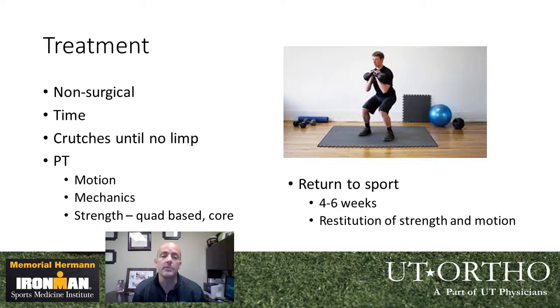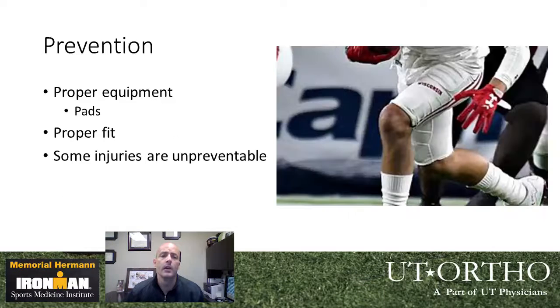It's mostly time dependent. He was using crutches until he could walk without a limp. Physical therapy focused on motion, his mechanics, and strength, which was quad and core based. Return to sport is typically between 4 and 6 weeks. Some return sooner than that, some a little after that. It all depends on restitution of strength and motion.